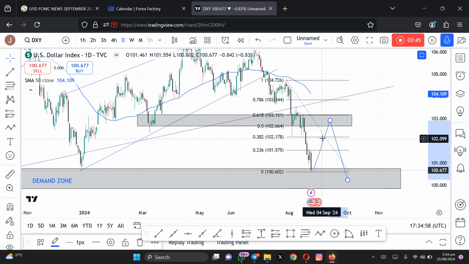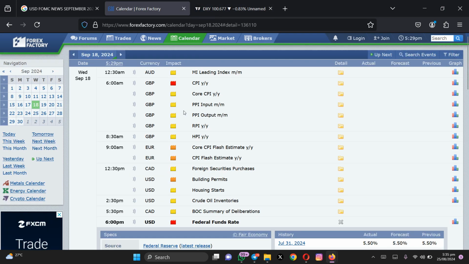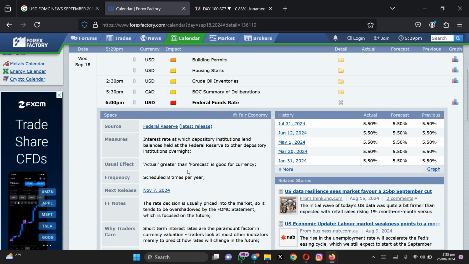Any pullback I see on DXY will be telling us that gold and these other pairs will also be having a pullback, being bearish. And as soon as these retracements are done, we'll be having that main move. When we move to the fundamental news coming on the 18th of this September, we have the Federal rate decision coming, and we are all anticipating a rate cut.